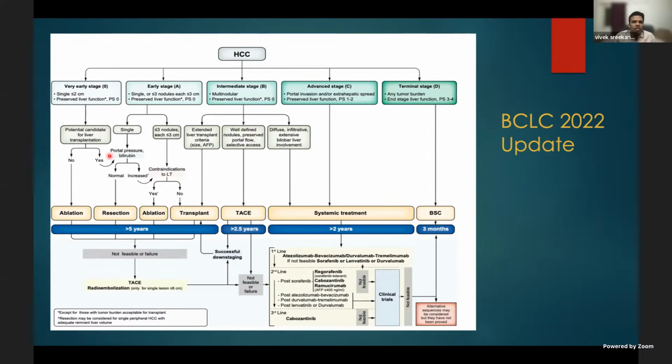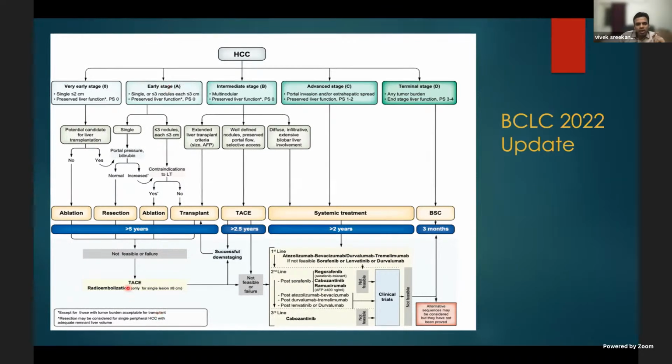So coming to very early stage HCC, what the latest guidelines say is: if the patient is a potential candidate for LT, then we can go ahead and do the resection. If the patient is not a candidate for LT, then we can do an ablation and give a curative intent with an increased overall survival of more than 5 years. And if the patient has a single lesion or fewer than three nodules of less than 3 centimeters, again we have to evaluate whether the patient is a candidate for resection or an LT. If not, again he will go for ablation.